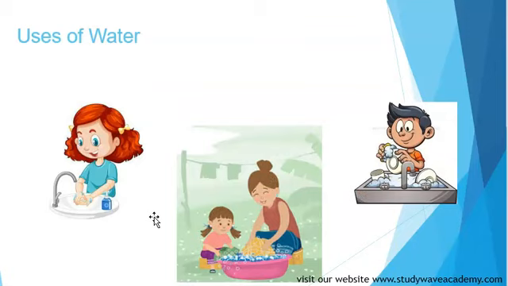We use water for washing. We use water to wash our hands, right? When our hands are dirty, we use water to wash them. Yes, we do. And what do we use water to do next? We use water to wash our clothes when they are dirty.